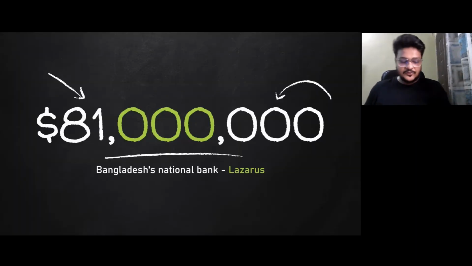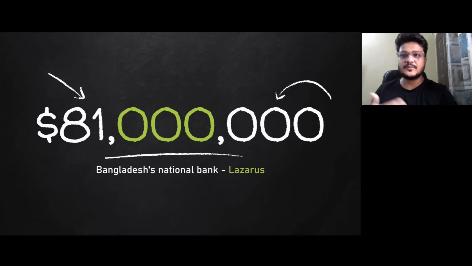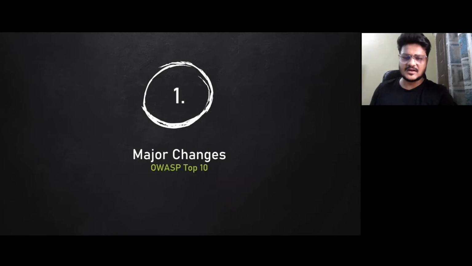Just a quick fact: the Lazarus Group, $81 million scam. The APT Lazarus tried to get their hands on billions of dollars from the Bangladesh bank, but it was stopped in between. There were some flaws in the web applications, in the network, and many things were involved. So that's a little bit about the Lazarus case.